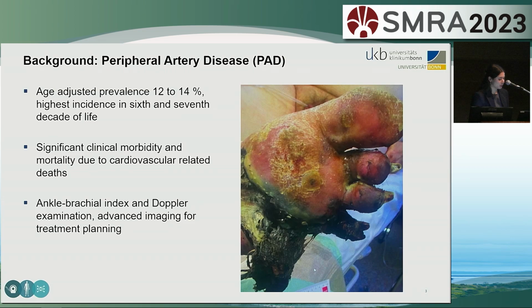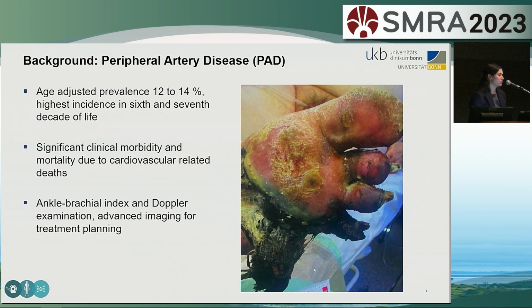So to begin with, a little background on peripheral artery disease. As you can see on the right side, a patient with a severe necrosis of the fourth and fifth toe, with an increasing number of patients today being diagnosed with diabetes, hypertension, hyperlipidemia. The prevalence of PAD has risen up to 14%, further increasing with age. Due to cardiovascular-related deaths, PAD has a significant morbidity and mortality.